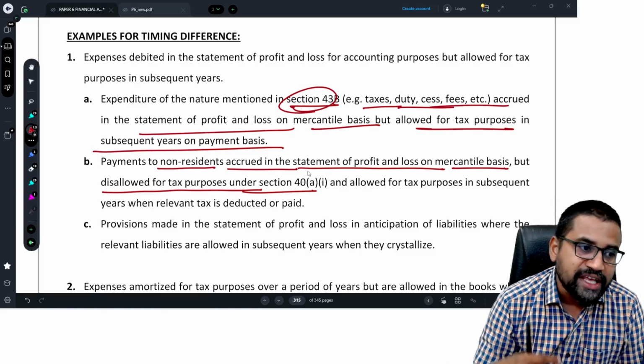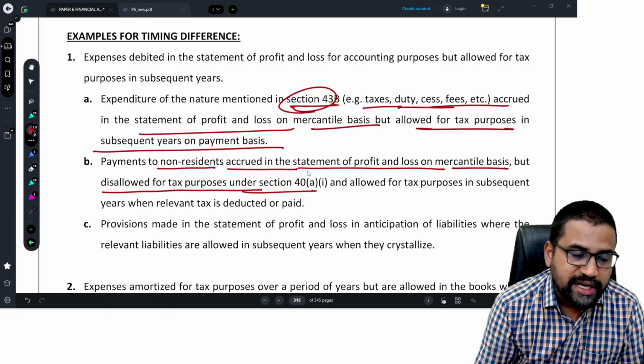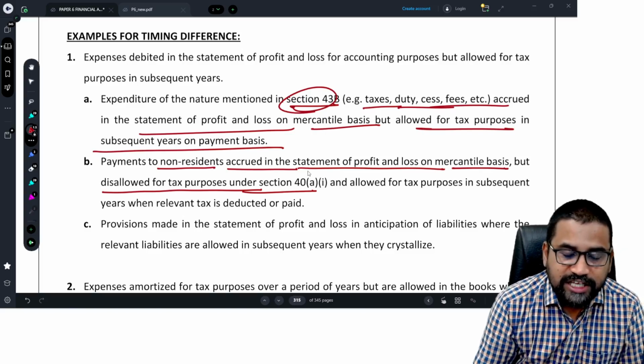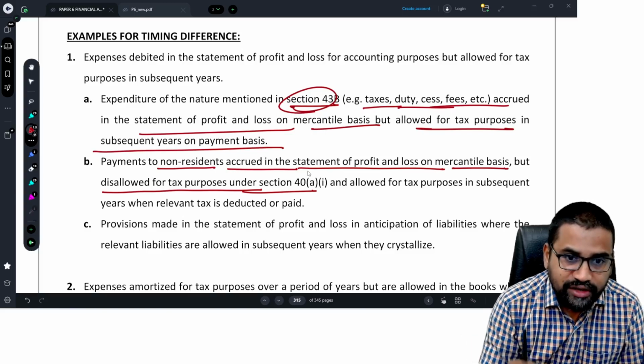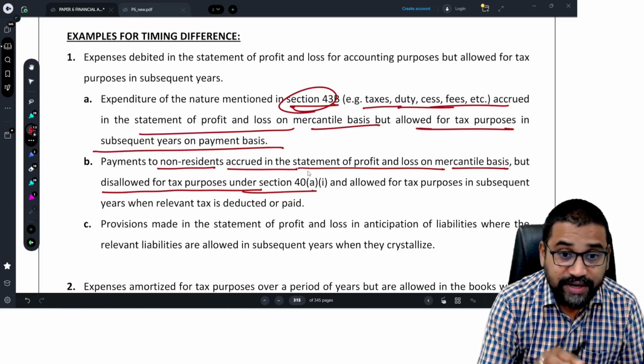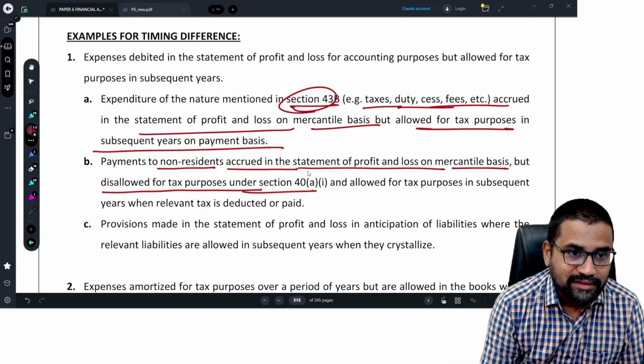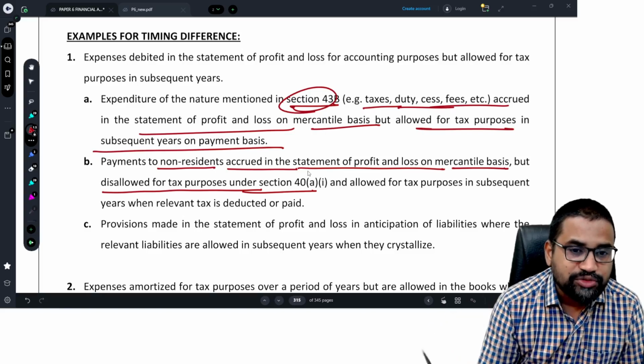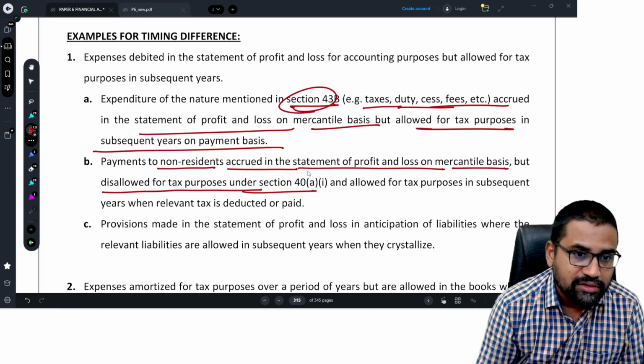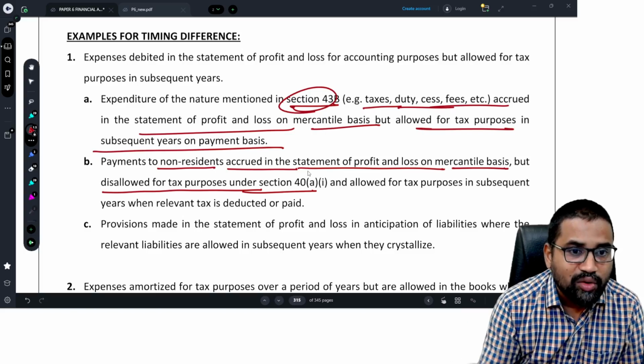Suppose, for example, you are booking unnecessary expenditure or illegal expenditure, that is the job of the auditor. He will look after it, as far as the P&L account is concerned. But Income Tax Act is a separate act which clearly says which expenses are to be allowed, which are not allowed, when to be allowed, whether they will be allowed at a time or over a period of time.